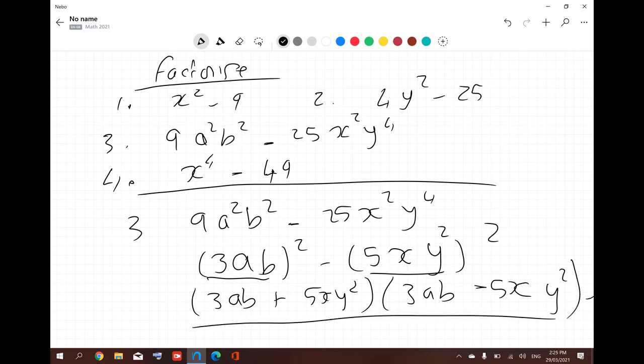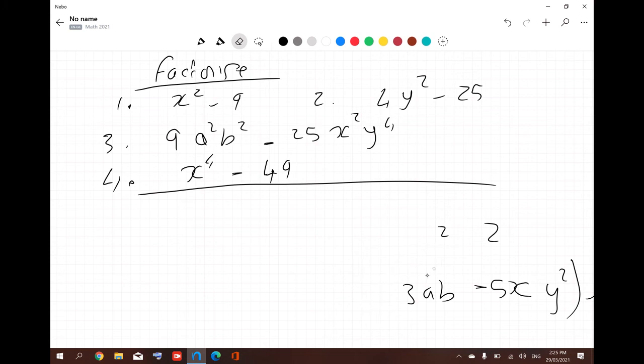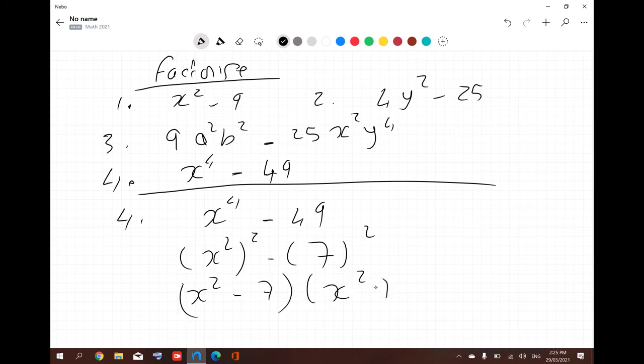In number 4, you need to factorize fully, so if you have a factorization process that must be done and you leave it there, you're going to lose a mark for sure. In number 4 I have x to the power of 4 minus 49. Can I make it something squared minus something squared? Yes, and this will be x squared minus 7, because 7 squared is 49, and simply I'll start with x squared minus 7 and multiply by x squared plus 7.